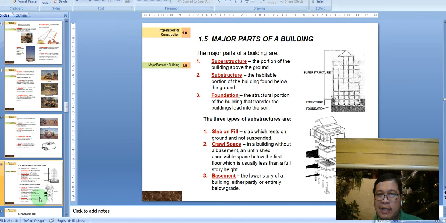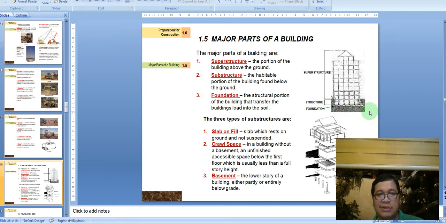So let's review. These are the major parts of the building. Here you have the superstructure, which is the portion of the building above the ground. Then you have the substructure, the habitable portion of the building below the ground, so your basements. And then you have the foundation, the structural portion of the building that transfers the building's load into the soil.